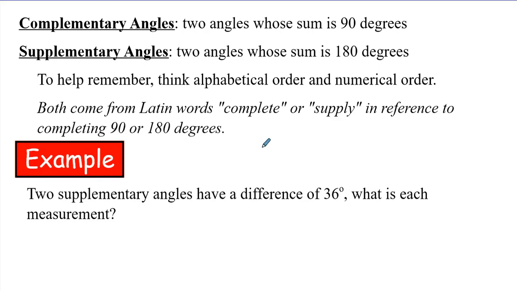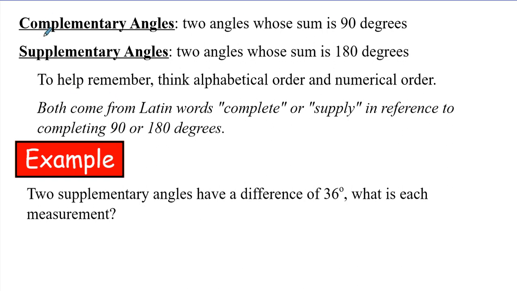Complementary angles are two angles that add up to be 90 degrees. Supplementary are two angles who add up to be 180 degrees. To kind of help you remember this, I like to think alphabetical and numerical order. C comes before S and 90 comes before 180 in terms of counting up. So complementary associates with 90 degrees, supplementary associates with 180 degrees.